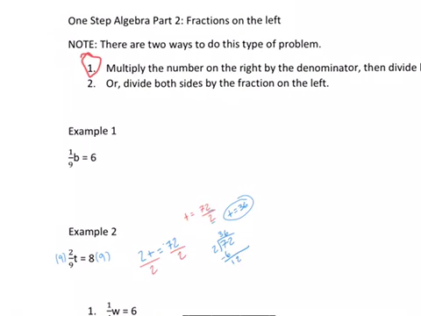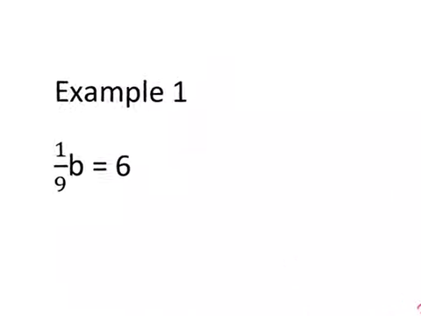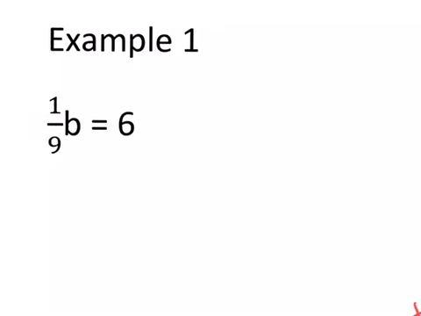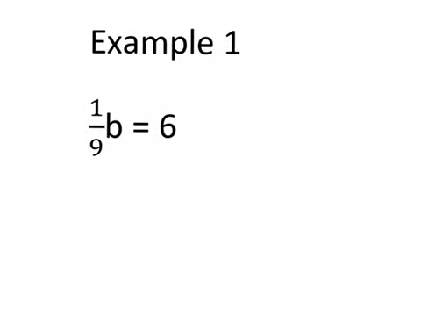So let's look at doing it the second way. And we're going to divide both sides by the fraction on the left. So let's take a look here. I need to divide this side by 1 over 9, and divide this side by 1 over 9. I get b equals 6 divided by 1/9.